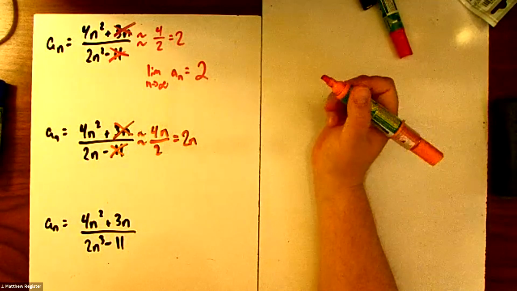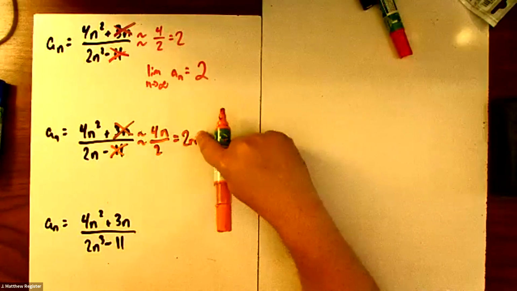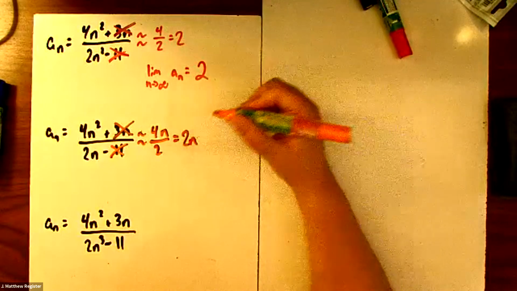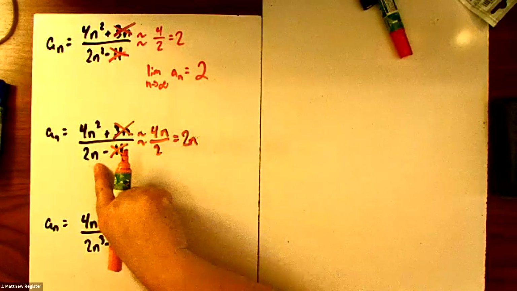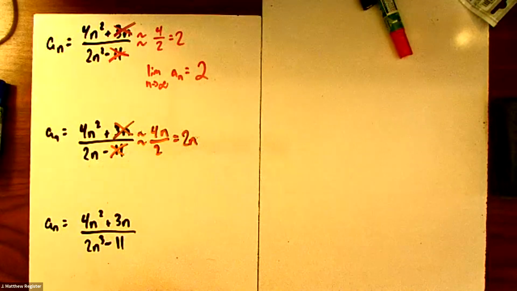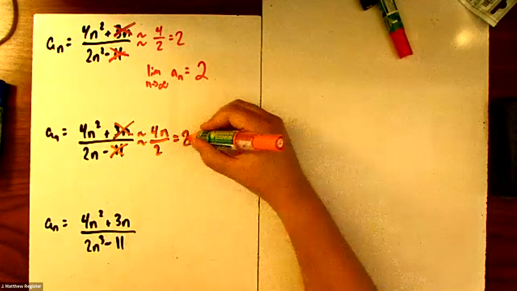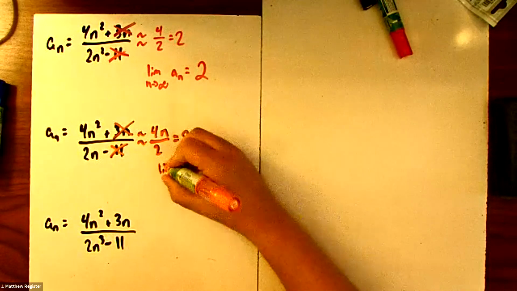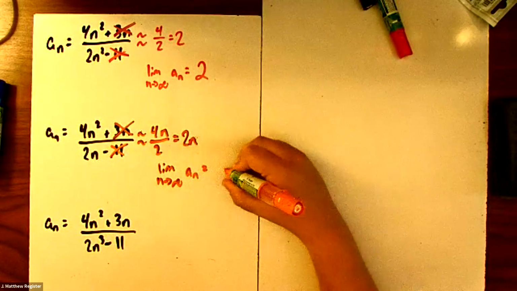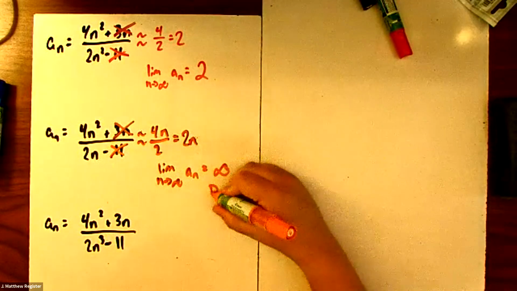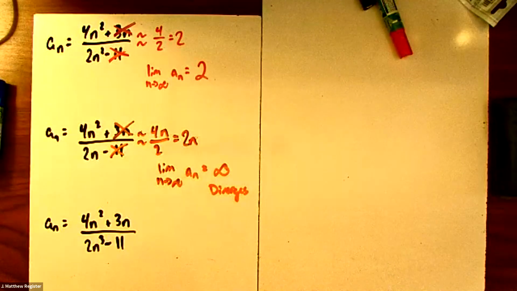Well, as n gets to be a super large number, this is going to become an even bigger number, because this is always going to be approaching twice whatever your n value is. When we're at 1,000,000, we would expect this to be close to 2 million. When we're at 1 trillion, we would expect this to be close to 2 trillion. And so this sequence, limit as n goes to infinity of a sub n, is going to go to infinity. This diverges because it goes off to infinity.